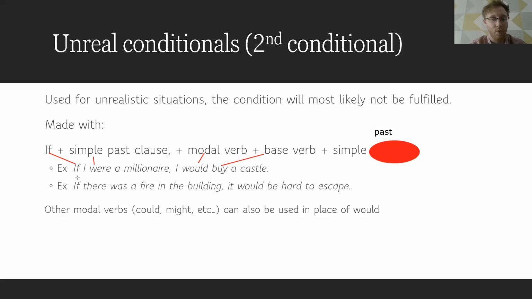Next, so if there was a fire in the building, so here again, if, and this is a simple past clause, was, simple past tense, it would be hard to escape. Now here's the base verb, but this is an example of the simple past. They're not always there, but you may see them from time to time. Depends on what you're trying to say.